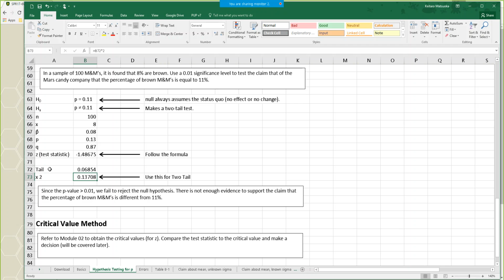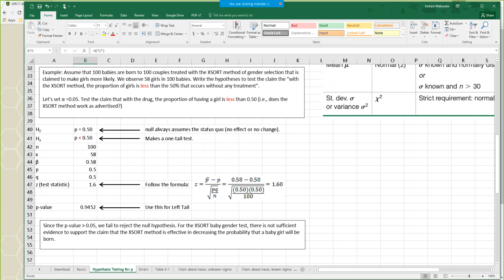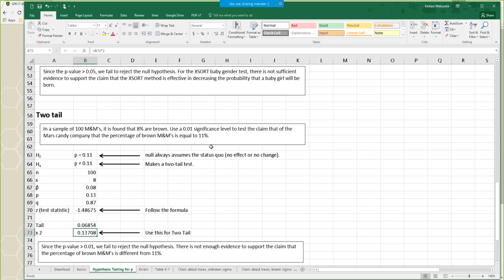So again, if you look at it, it's bigger than 0.01. So again, we fail to reject the null hypothesis. One way to say it is that there's not enough evidence to support the claim that the percentage of brown M&Ms is different from 11%. Okay, so we cannot reject the null hypothesis, meaning that we're going to go with the null hypothesis, meaning that the percentage of brown M&Ms is equal to 11%.